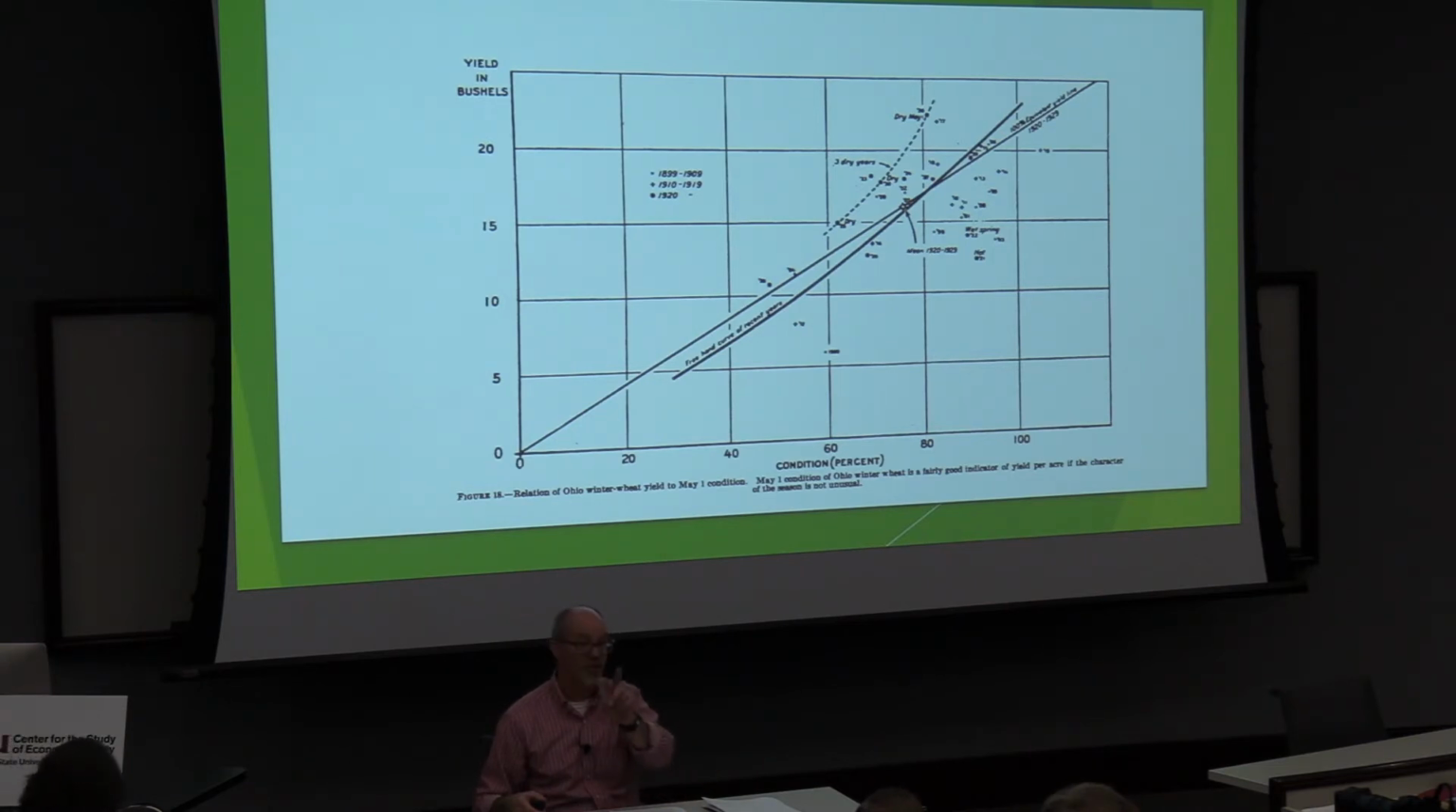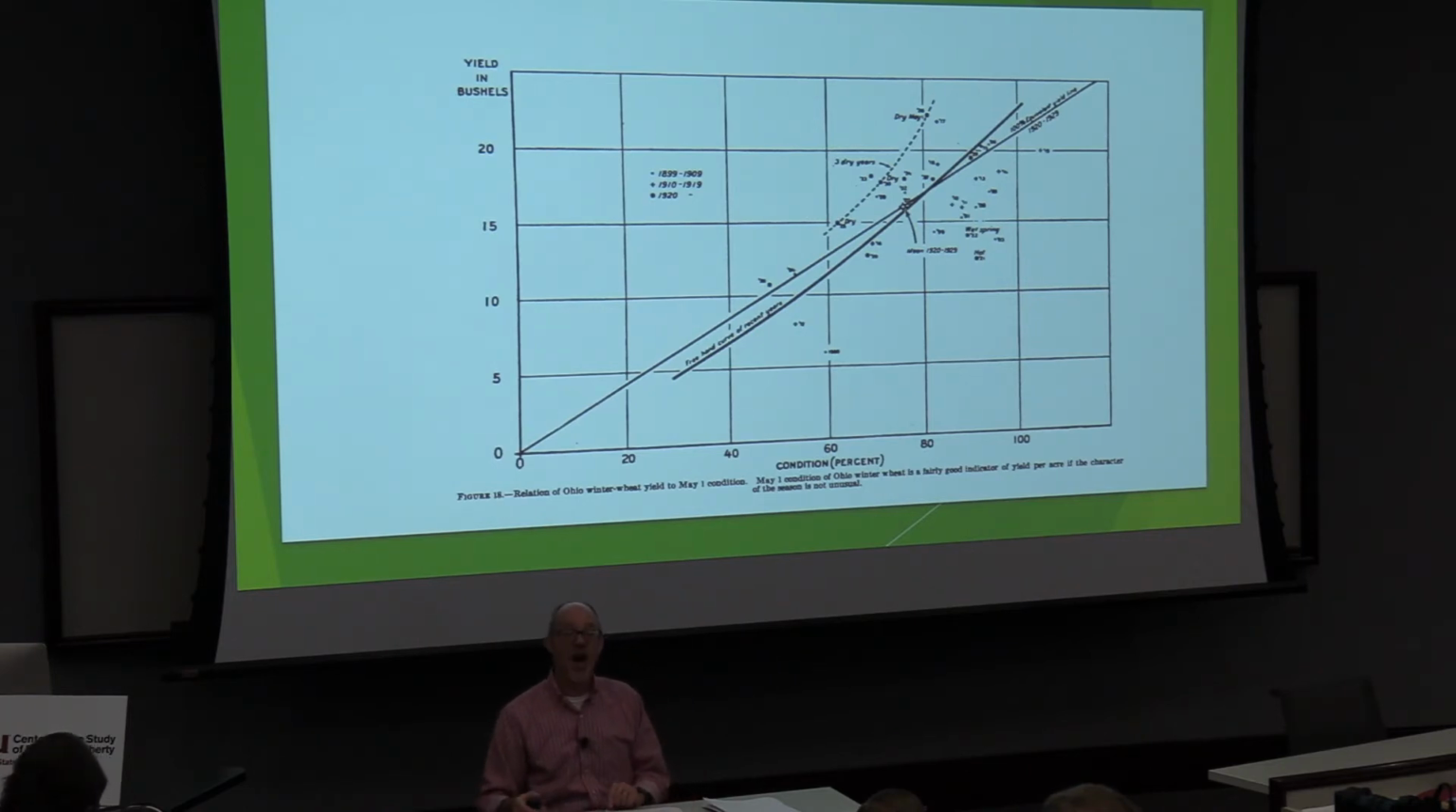There was a chart for every state that grew winter wheat. How many commodities were we making forecasts for? 50, 60, 70 commodities. This was being done every month. Okay, that's a lot of work. I want you to appreciate how much work this was. So this is winter wheat in Ohio, and they're doing it every month, right?